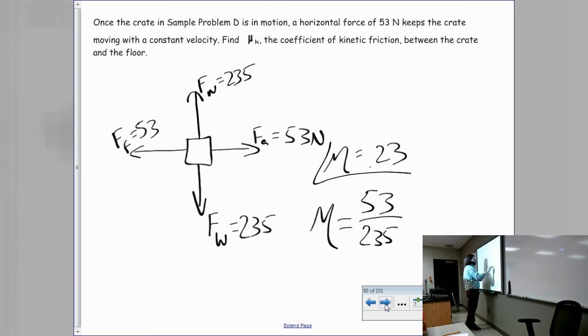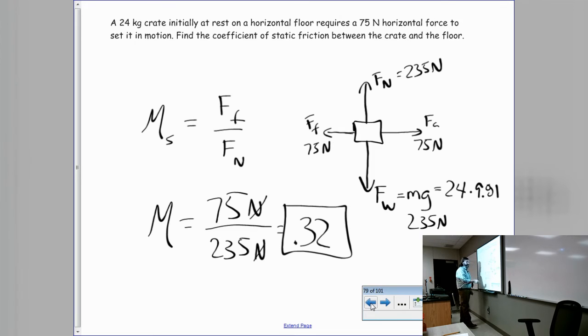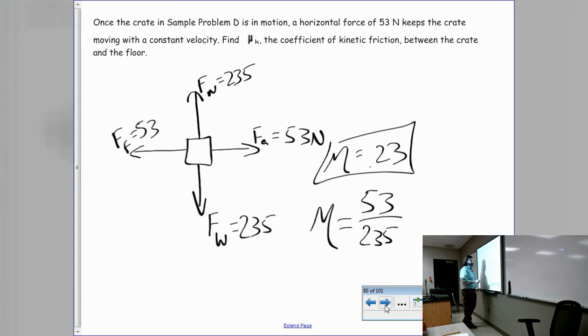0.23. And that is the coefficient of friction. Again, comparing the last problem, the coefficient of friction before was 0.32. This one is now 0.23. So the coefficient of kinetic friction is less than the coefficient of static friction, just like I said that it would be. Okay, now, again, in this problem, I drew the free body diagrams, which are always going to be helpful in these types of problems.